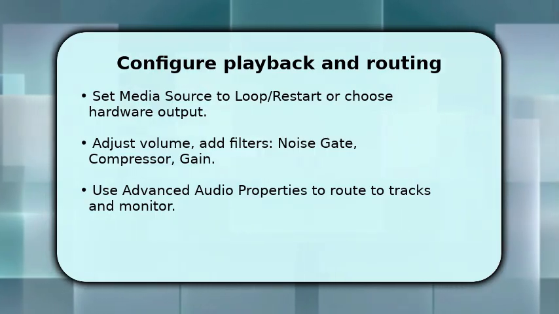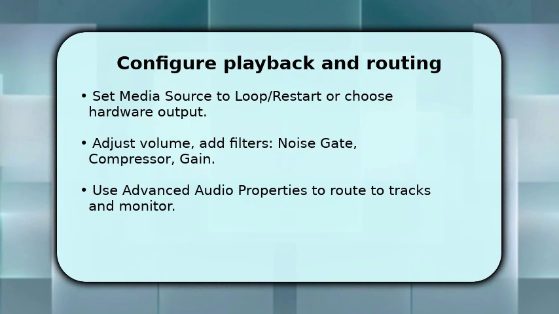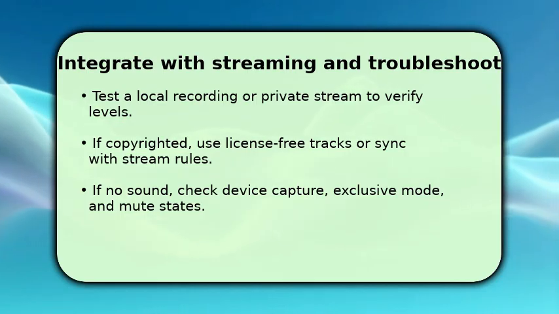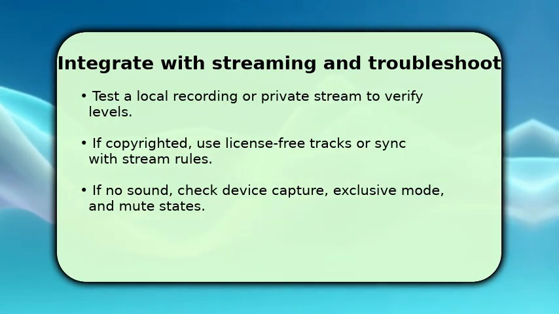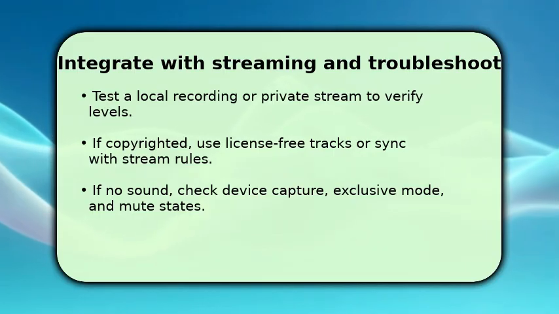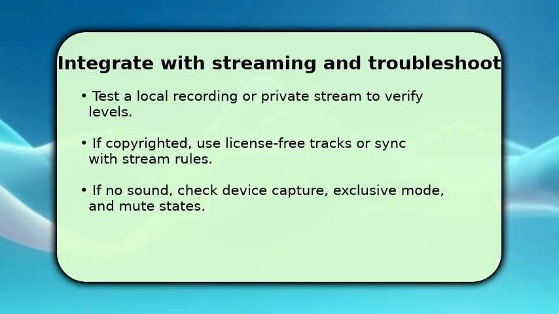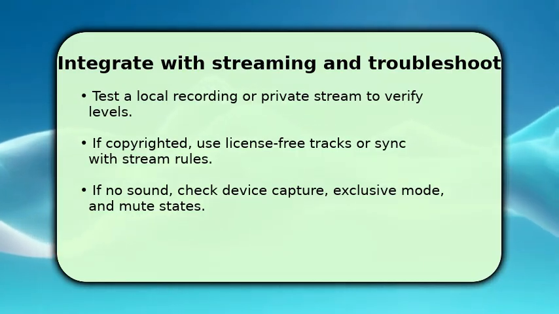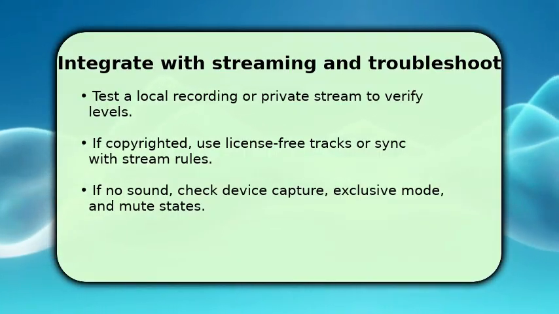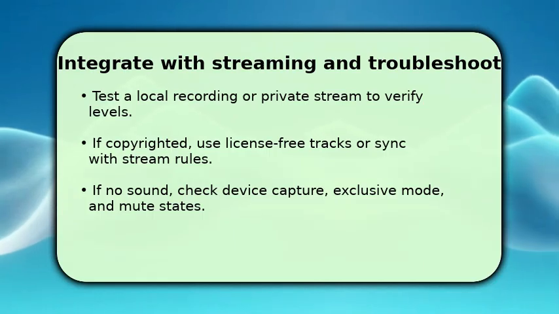Finally, integrate and verify so music reliably reaches viewers. Run a short local recording or private stream to confirm levels and balance with your microphone. This reveals clipping or low volume issues. If you plan public streaming, prefer licensed or royalty-free tracks to avoid strikes. If you don't hear music, make sure the correct capture device is selected, disable exclusive mode in Windows sound settings, and check that the source isn't muted or blocked by OBS/Streamlabs filter.